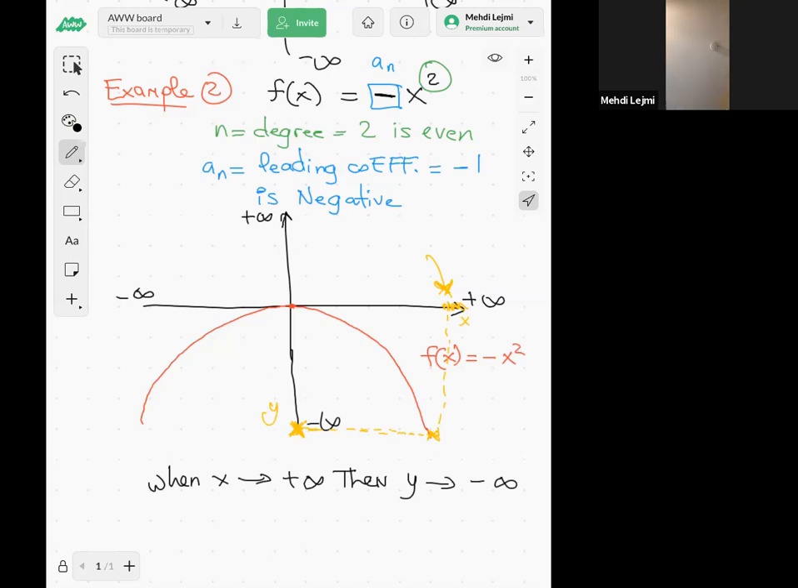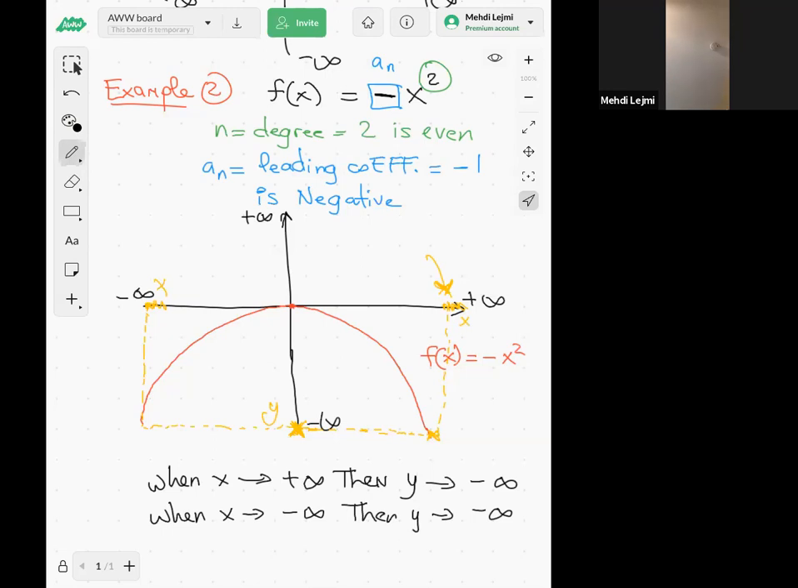Now what happens at negative infinity, when your x is at negative infinity? My x is approaching negative infinity right here. Then the image, the output, would approach negative infinity too. So when x approaches negative infinity, y is going to approach negative infinity too. And again, this is actually a general fact.